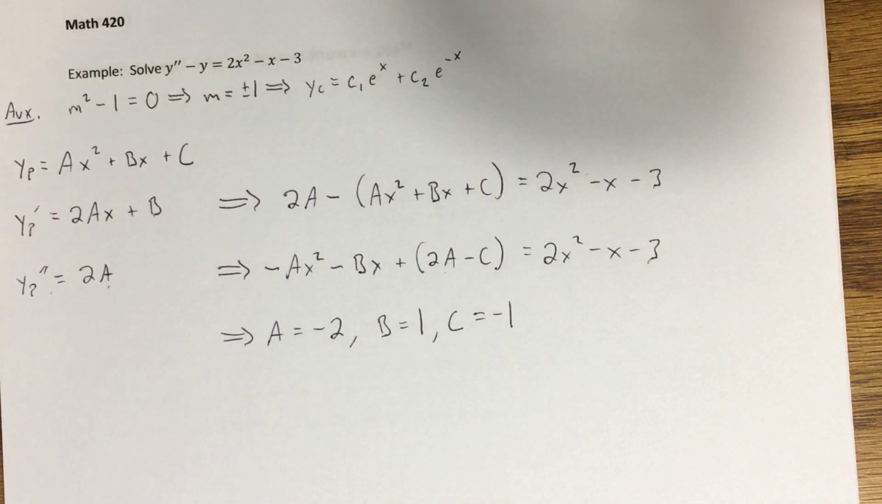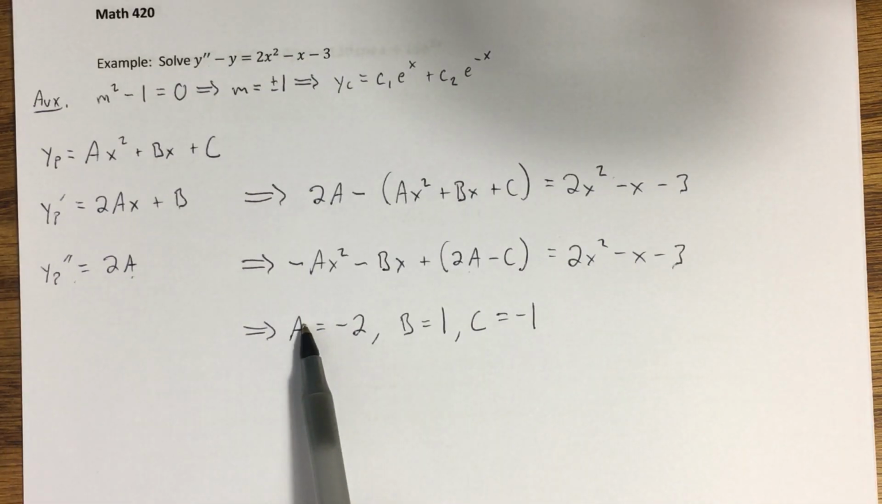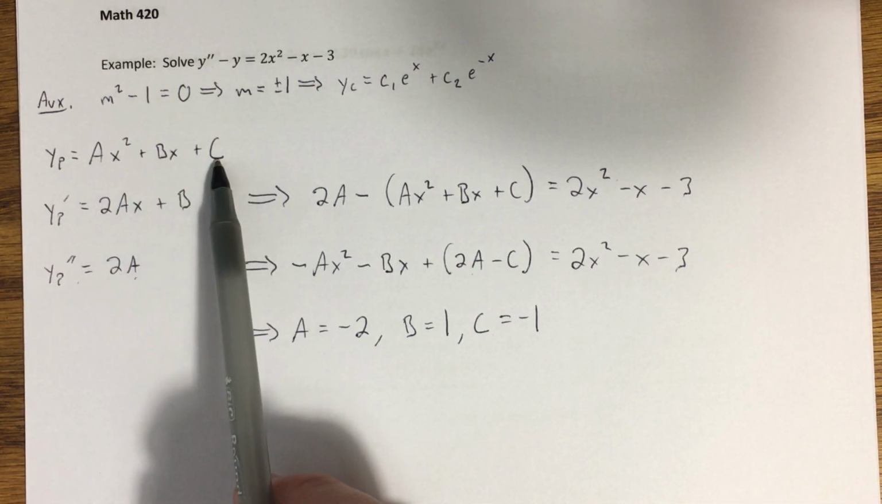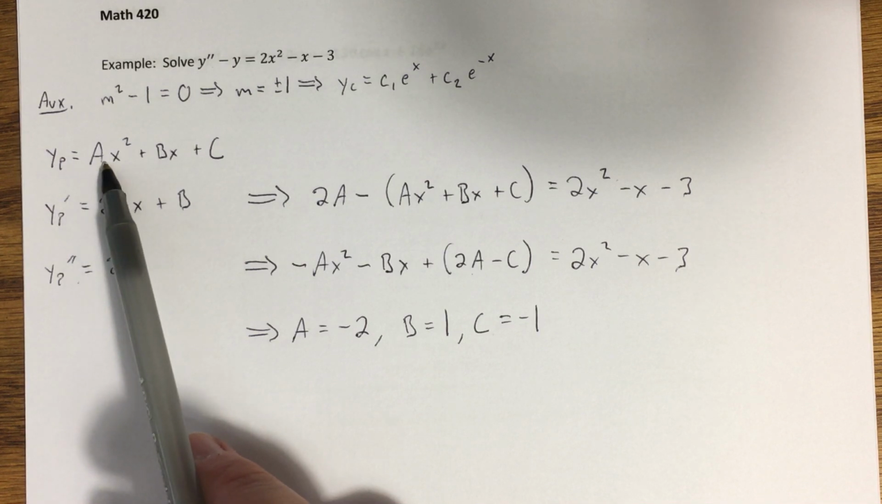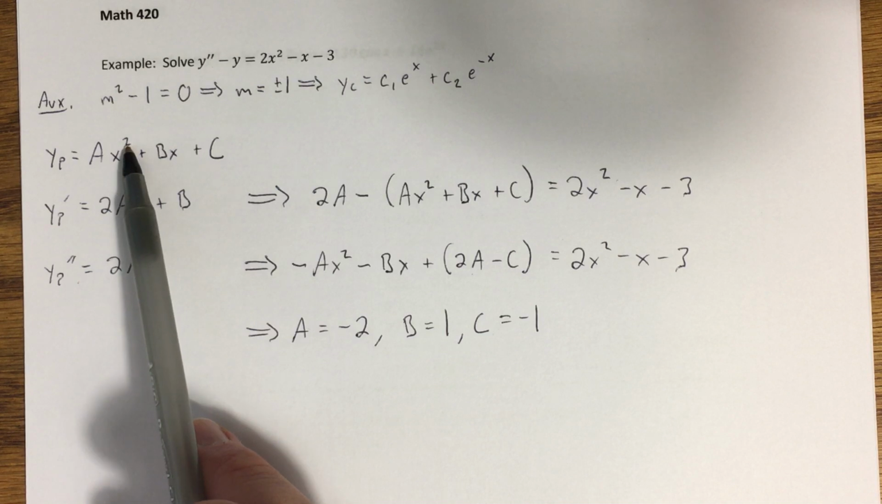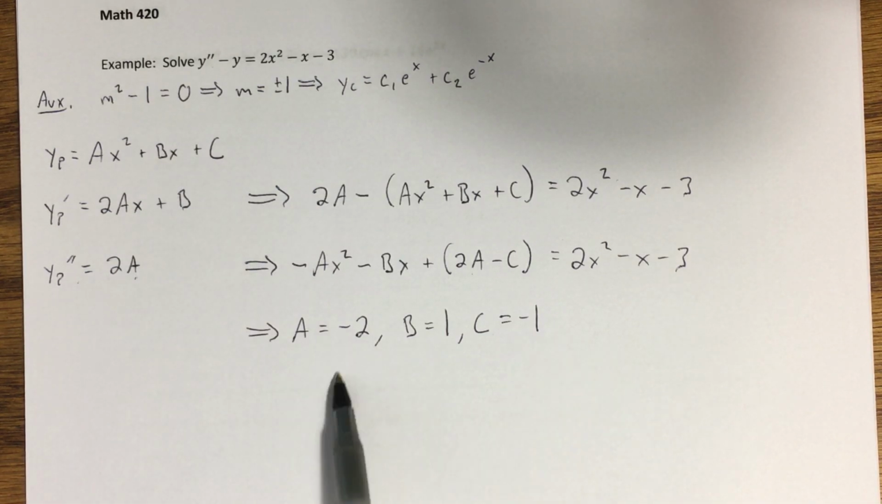Okay? So now, I've basically done the bulk of the work here. The point of doing this was to find solutions for that a, b, and that c. I've now determined those coefficients, and I can put them into my particular solution up here. So this particular solution would be negative 2x squared plus x minus 1 after putting those in.